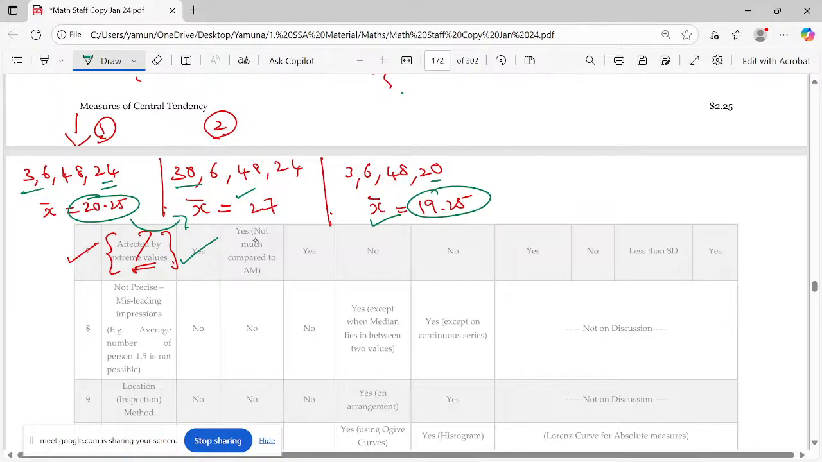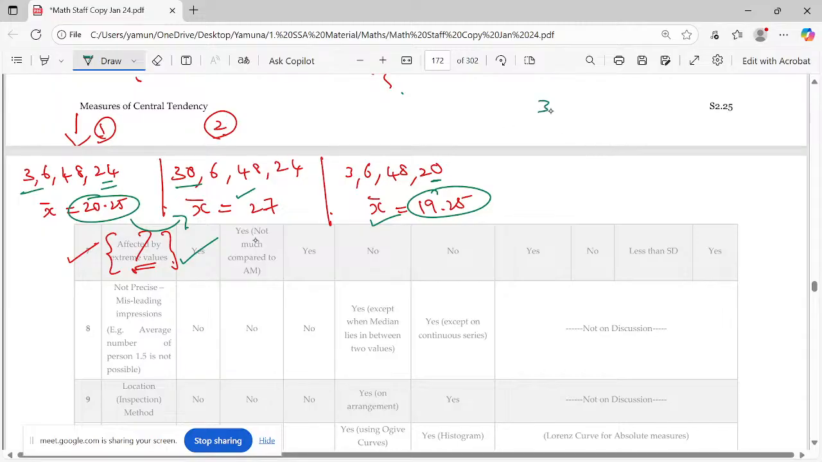If that mean changes, what do you mean by mean? A representative value. You can refer to the first page of the study material. It says that measures of averages are the representative values. So when we say it's a representative value, when I make a small change, the change has to be made.